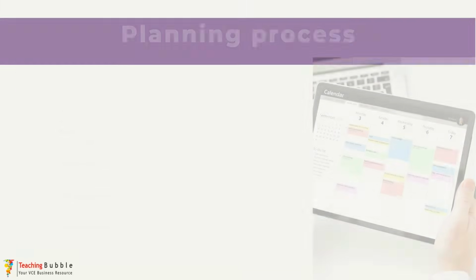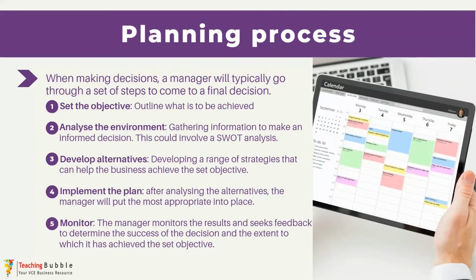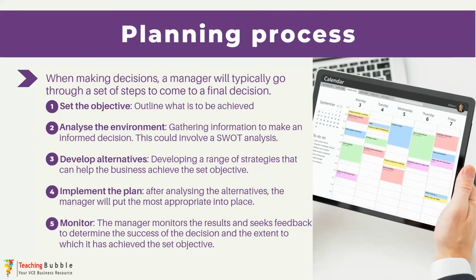Now, when a manager is undertaking planning, they will typically go through a set of steps to come to the final plan. These steps include, firstly, setting the objective on what they actually are looking to achieve. Next, they would be analysing the environment. That gives the manager information so that they can implement a really effective plan.